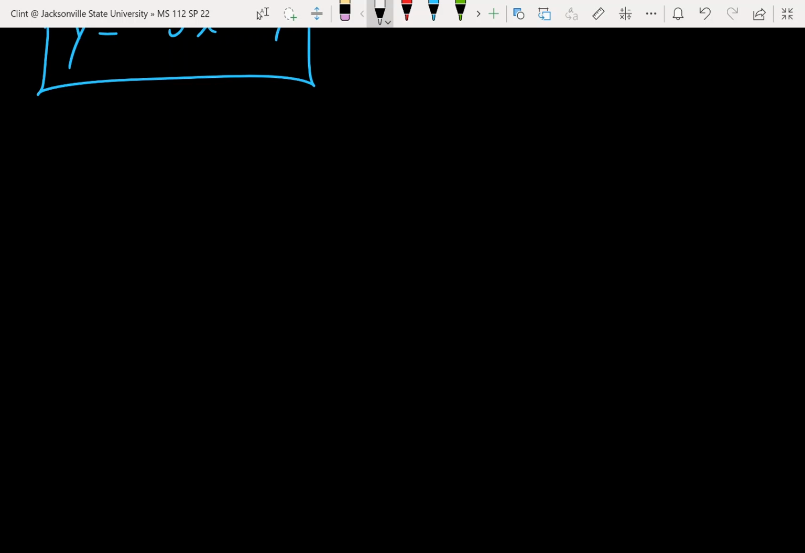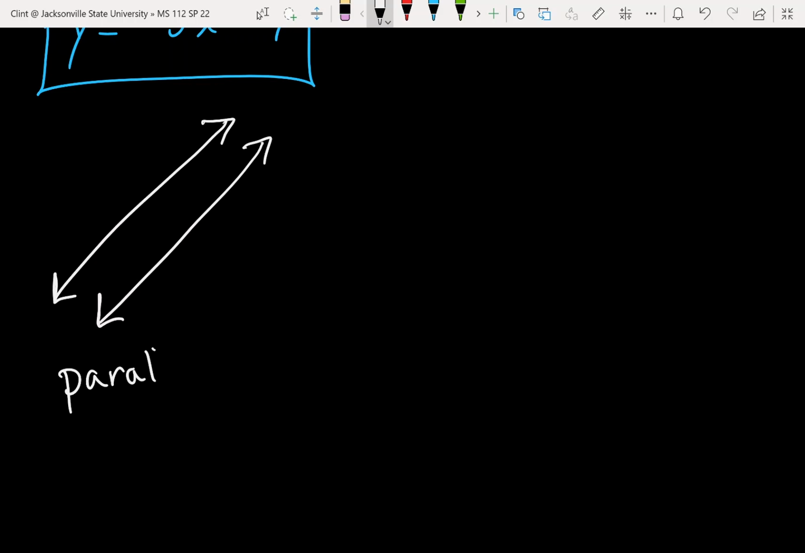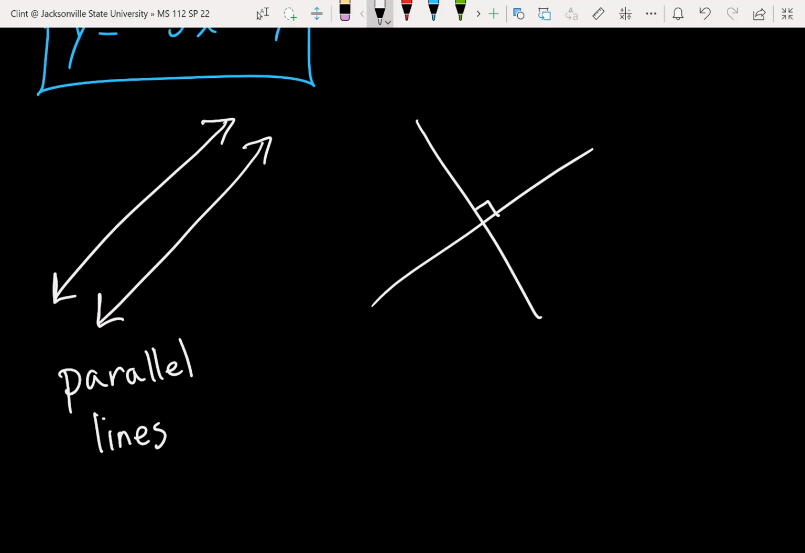Okay, so one other topic. We've got two special relations between lines that we want to talk about. If we have two lines that never touch each other, you remember what we call those lines? Parallel, good. Or if we have two lines that meet at 90 degrees, remember what we call those? Perpendicular.